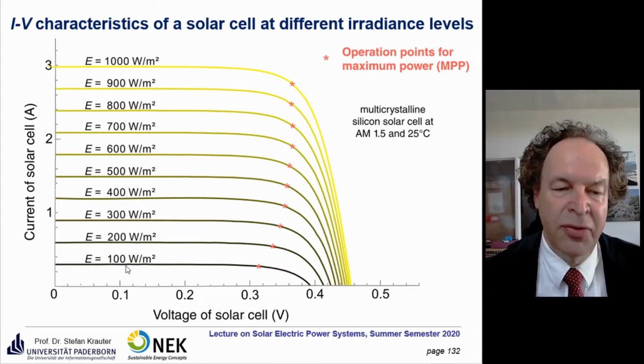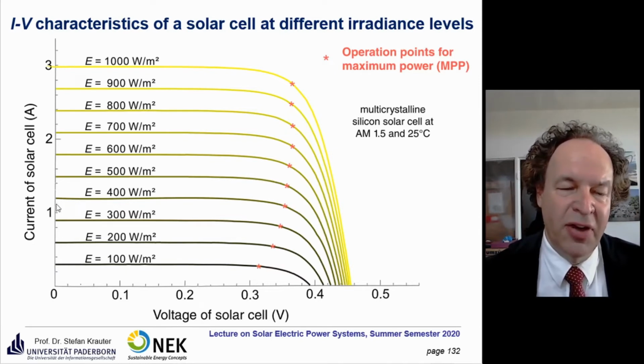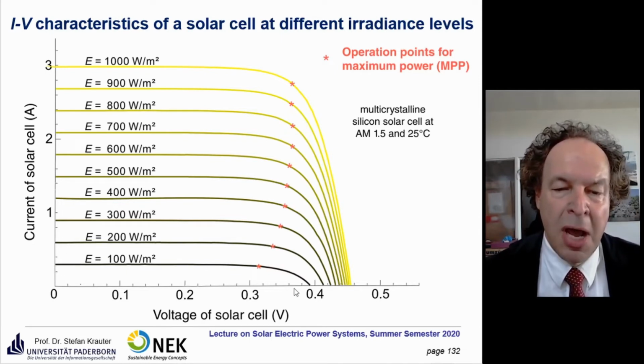and this reduction becomes more relevant if you go to very low irradiance level. For example, if you take 100 watt per square meter into consideration, you see that first it's only a tenth of the short circuit current, but also the voltage is reduced, the open circuit voltage as well as the voltage of the maximum power point. That means we have efficiency losses, and the conversion efficiency is getting down.